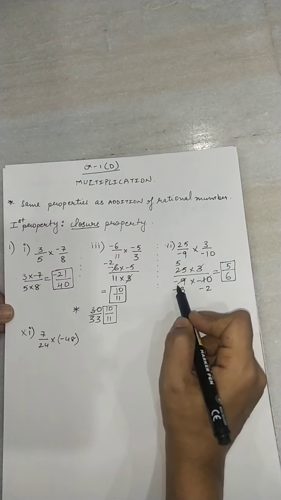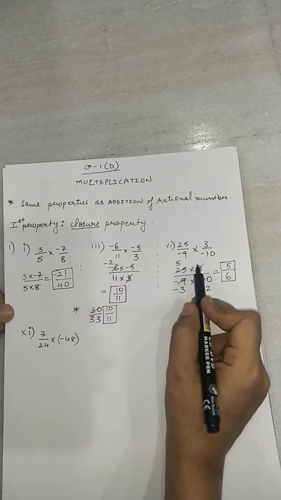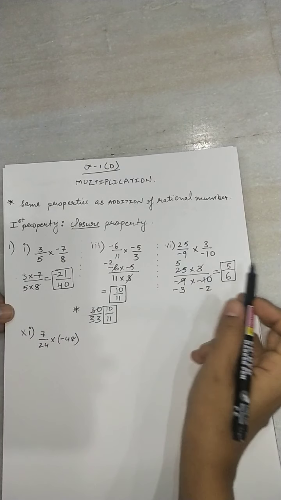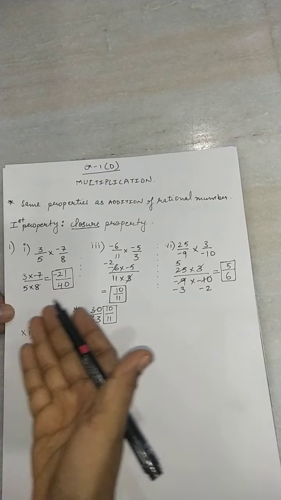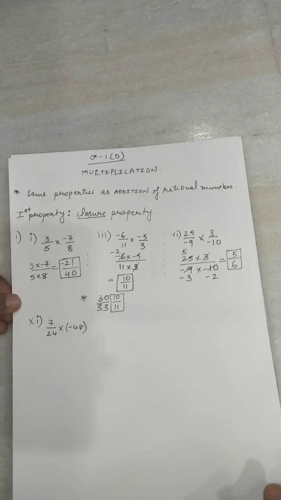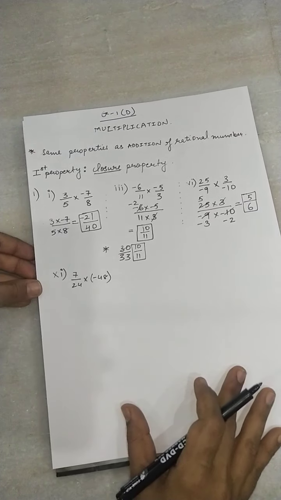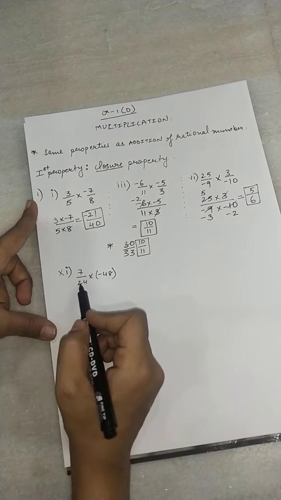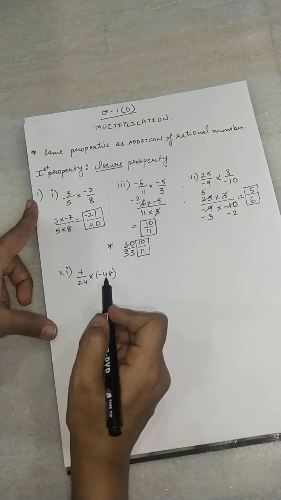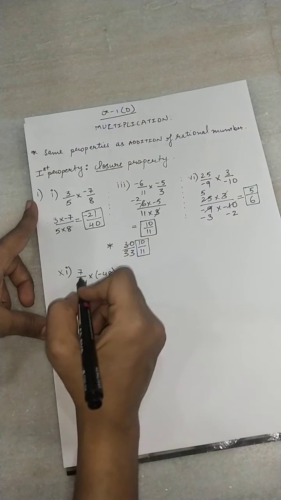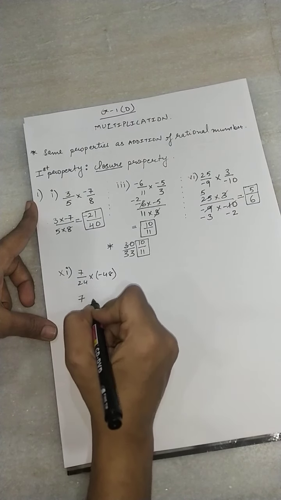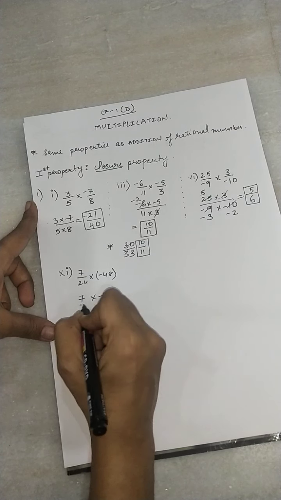If you will be careful with the sign, you will get your final answer and everything. Okay, nothing much. As you can see, I've done simple multiplication only. Fine, I'll do one more part for you. It's very easy again. 7 upon 24 into minus 48. What I can do over here, I can cut. It is like this.